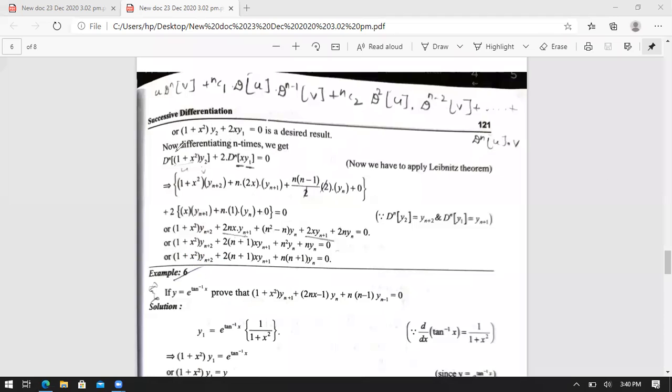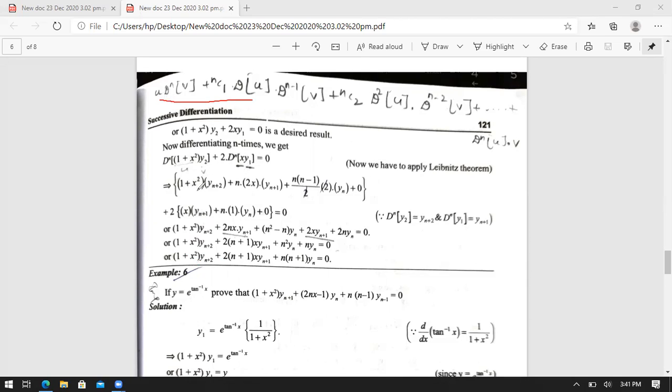Next, you differentiate n times. This is d to the power of n. I write this one: 1 plus x square y2 plus 2, the constant taken outside, then d to the power of n of x y1 is equal to 0. Okay, now applying the Leibniz theorem, I write here the formula. This is the first function, and this is the second function.